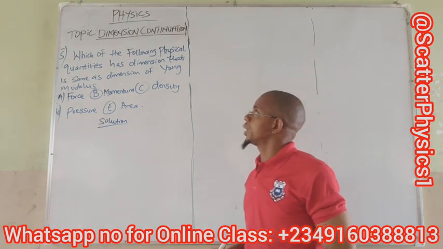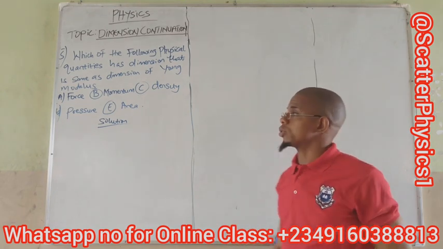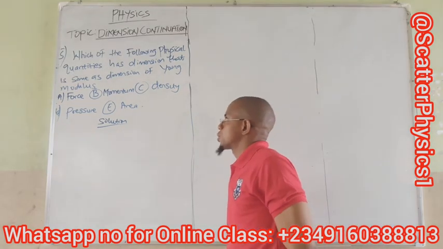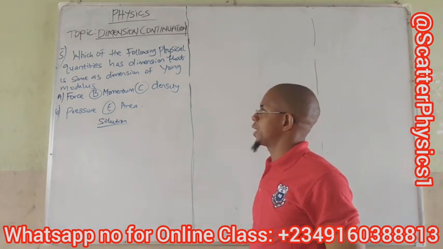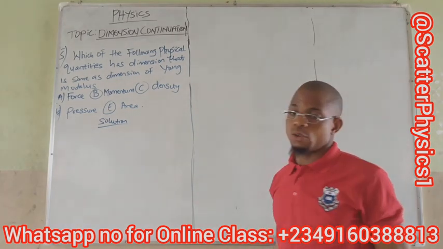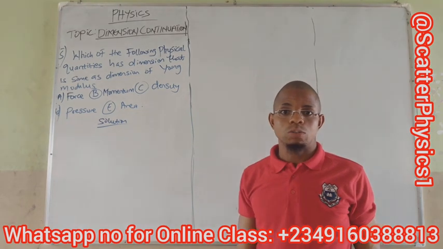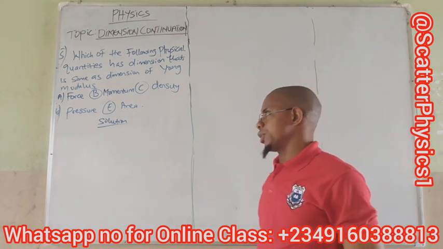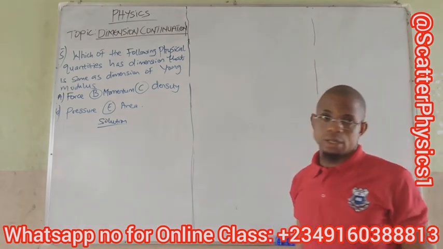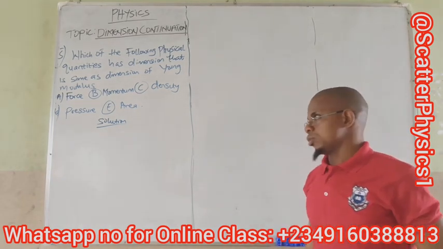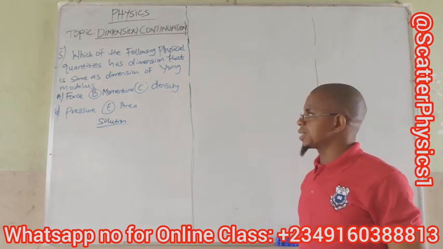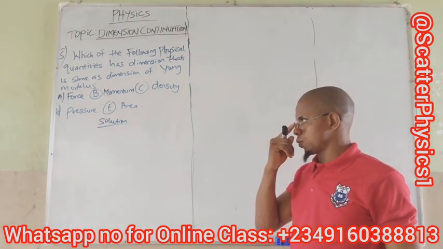So we are still in dimension continuation. Which of the following physical quantities has a dimension that is the same as the dimension of Young modulus? Then we have the options A to E.